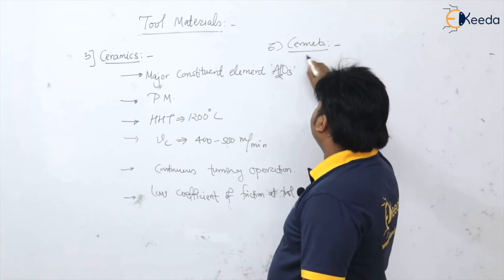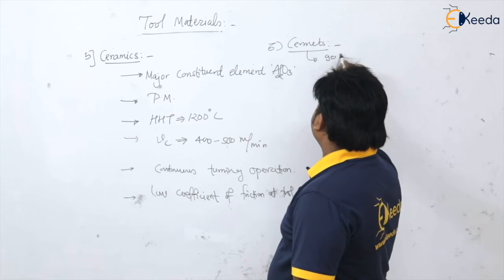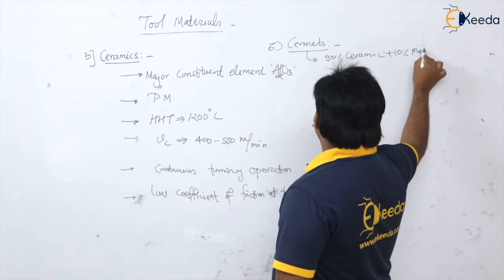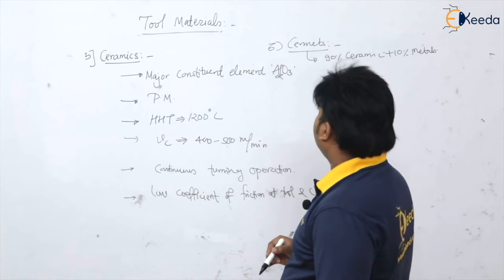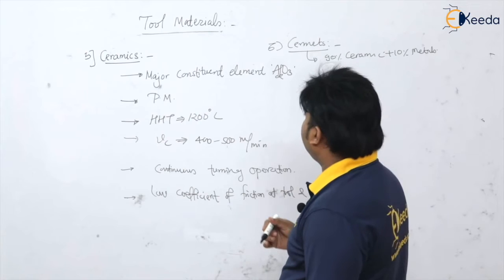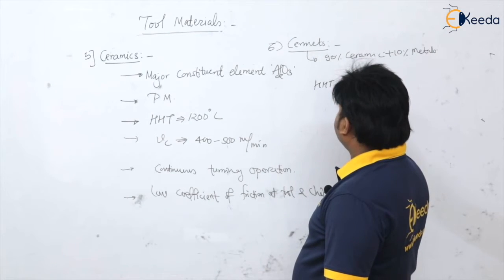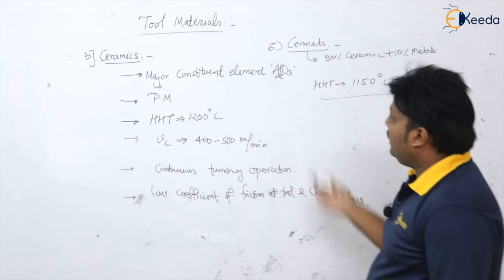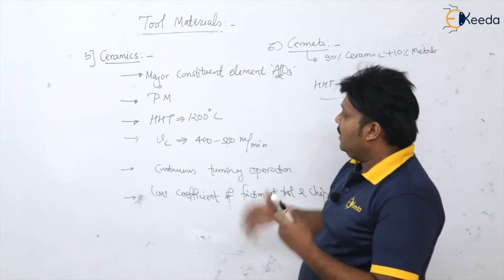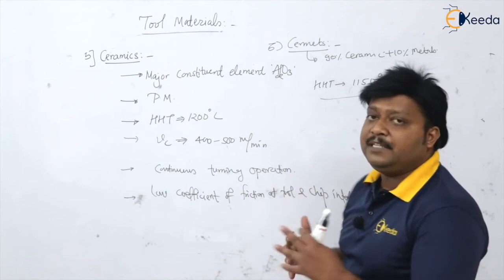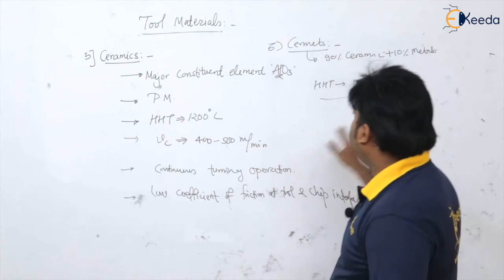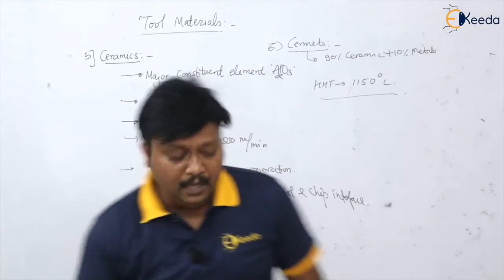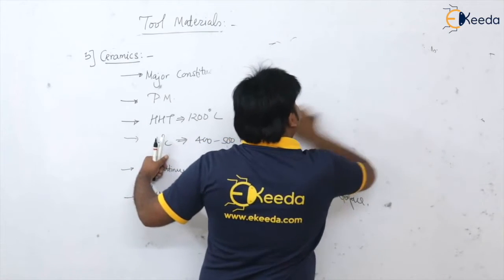Okay, so cermets are basically 90% ceramic plus 10% metals. All the properties are the same as those of the ceramics. Here only the hot hardness temperature is around 1150 degrees centigrade. It is just a development on the ceramics, that is ceramics plus metals.